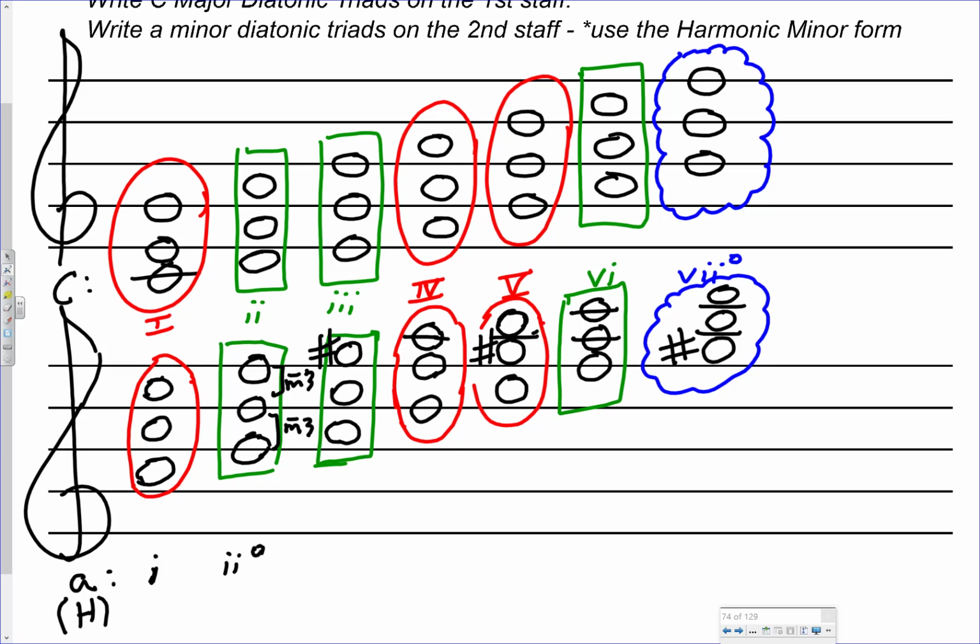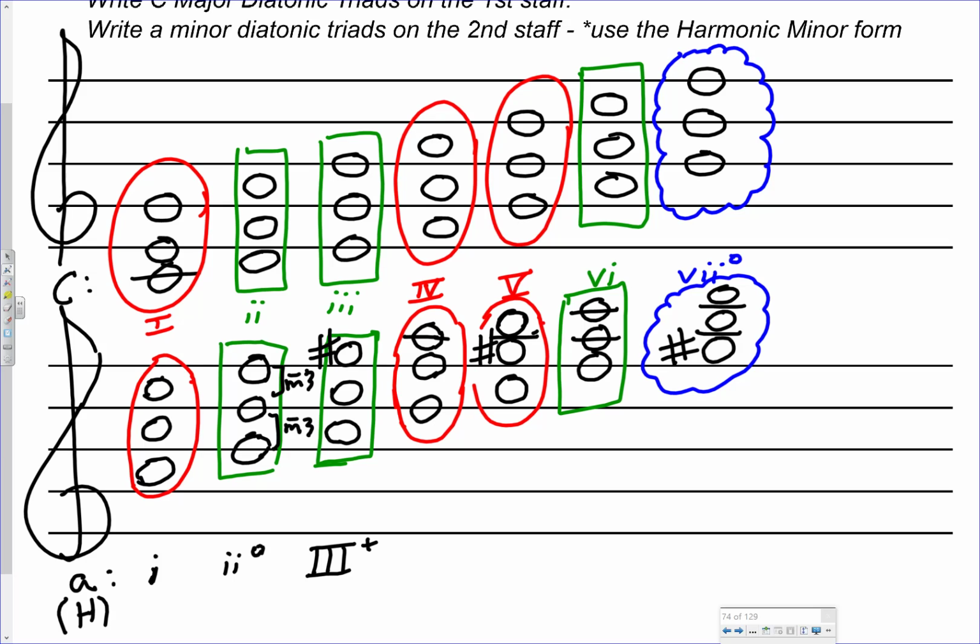Let's look at the 3 chord. We have a C to an E, which is a major third, and an E to a G sharp because it's harmonic minor. That's 2 major thirds on top of each other. Therefore, the 3 chord in A harmonic minor is a capital 3 with an augmented symbol, because that triad is augmented. If we were not using the harmonic minor form and we were using the natural minor form, the triad would not need the plus sign. It would just be major.